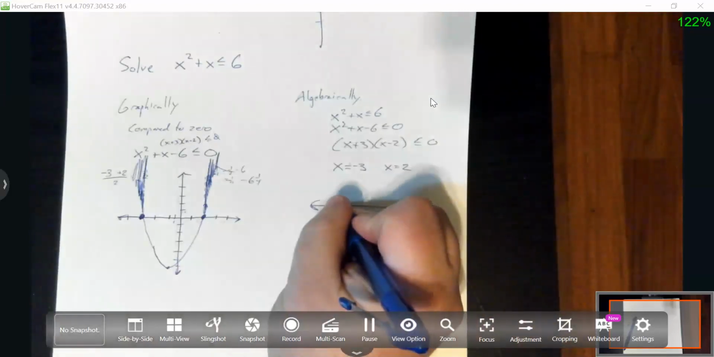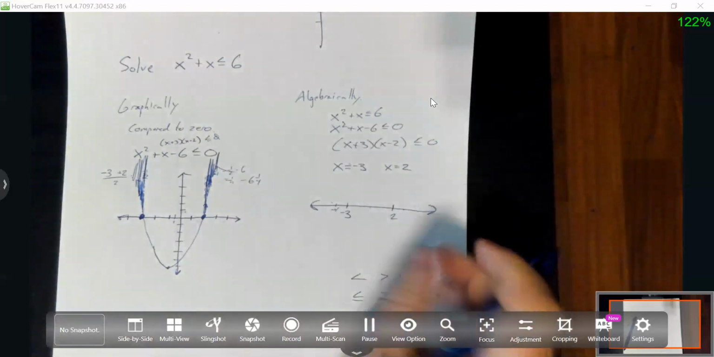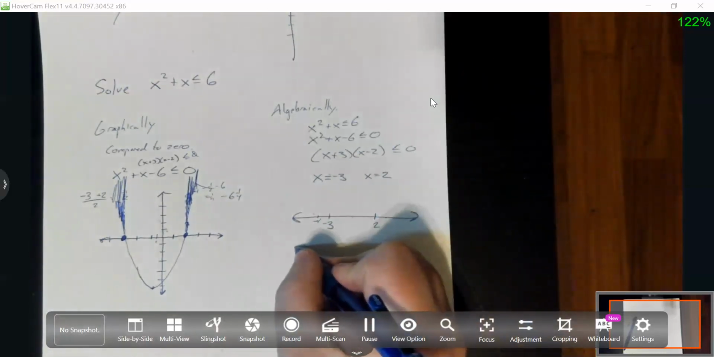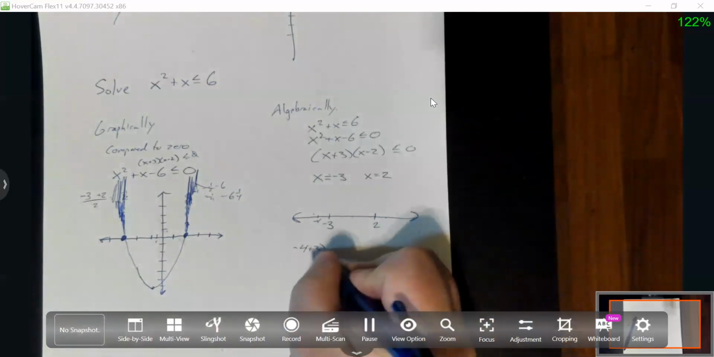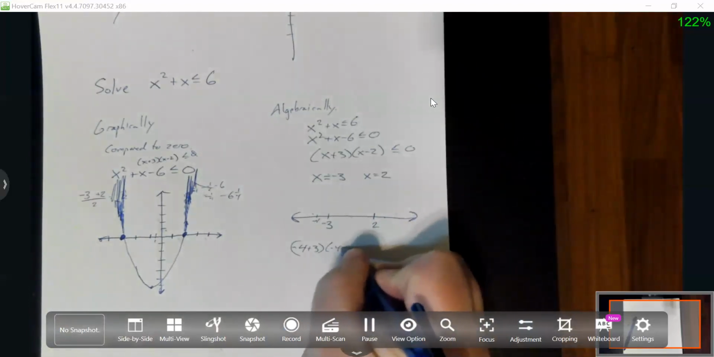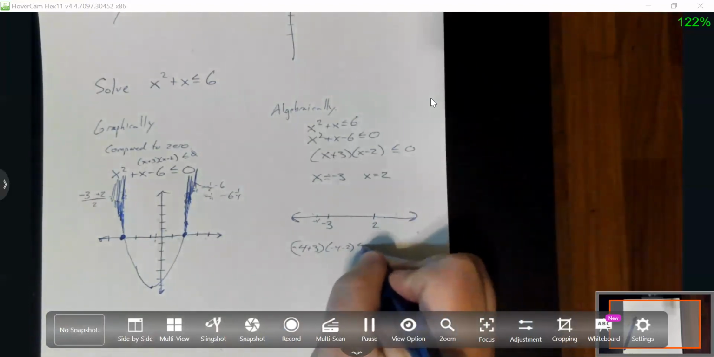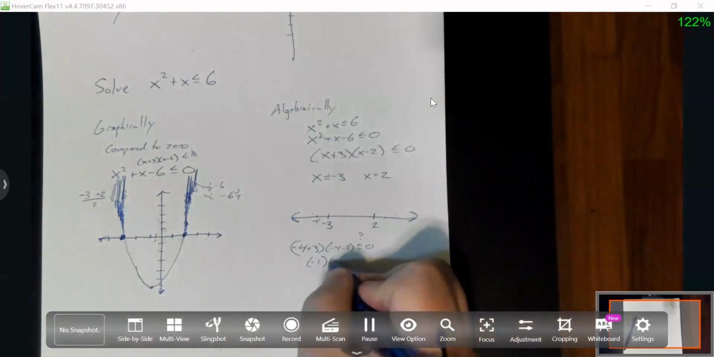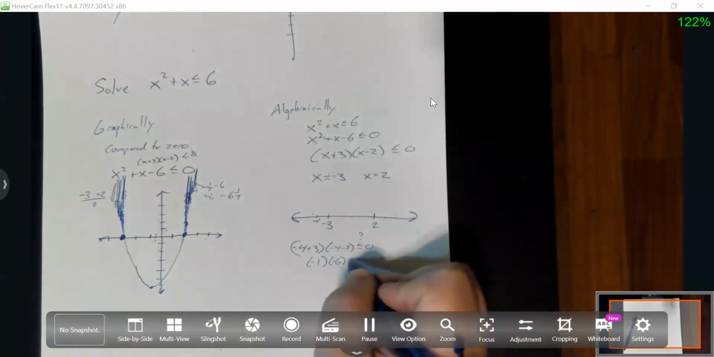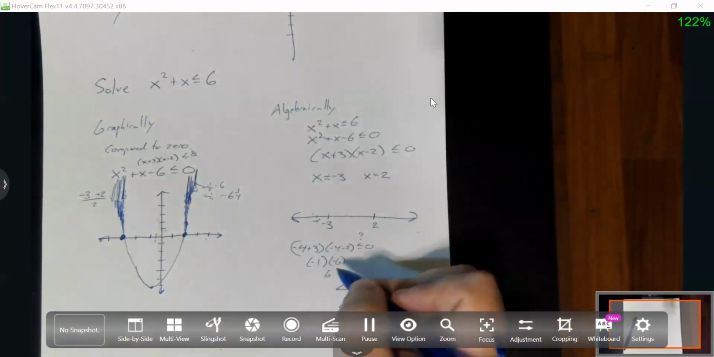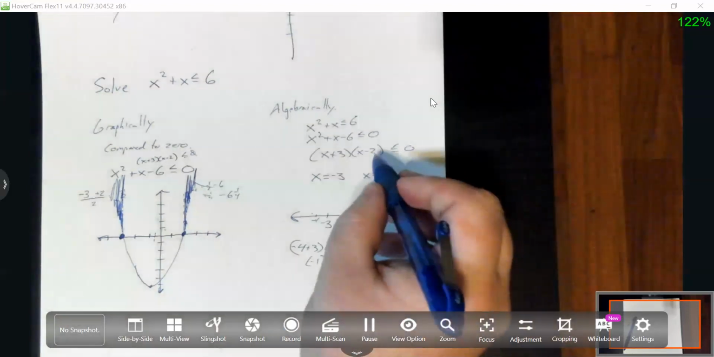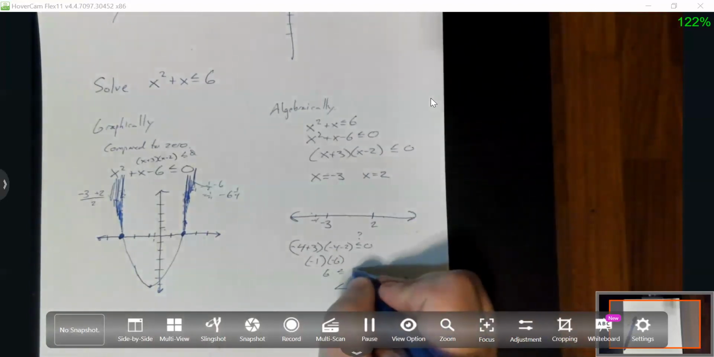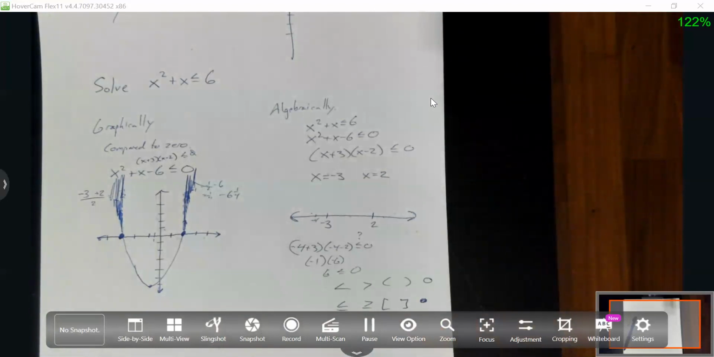So what I can do is try a little test value. All right, what if I plugged in negative 4? If I plugged in a negative 4, that'd be negative 4 plus 3 times negative 4 minus 2 is less than or equal to 0, and we're testing it. So that's negative 1 times negative 6 is positive 6. All right, so we get 6 is not less than or equal to 0, so it's not part of our region.